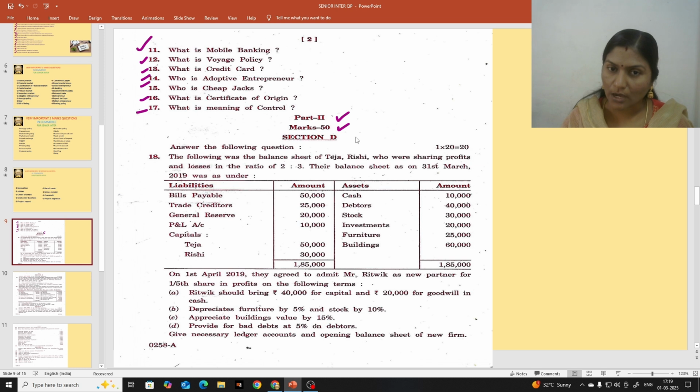Those are related to commerce, and accountancy part 2 are going to start with section D. In section D, question number is 18th one. You can see the numbers also, students. Numbers are not repeated. After 17th question, next one is 18th one. Okay, so 18th question is 20 marks question, and this is very important to attempt.